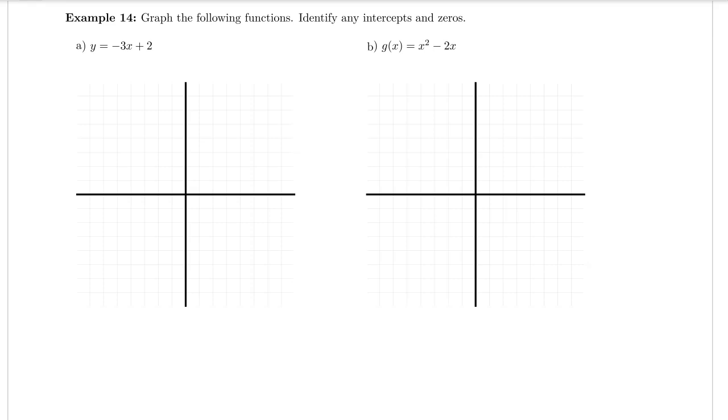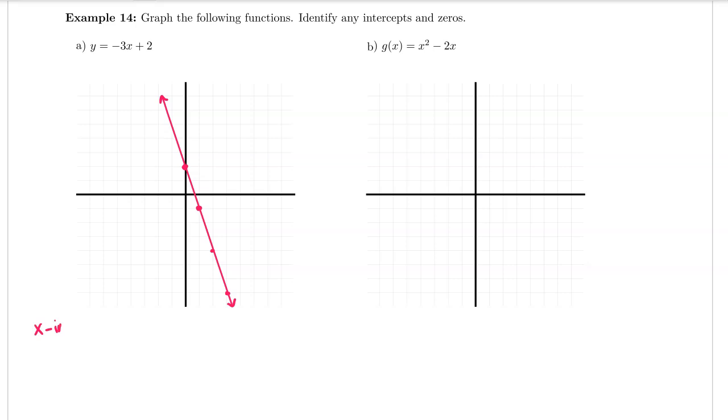In part A, we have y equals negative 3x plus 2, which is a linear function. From the linear function, which is in the form y equals mx plus b, I know that the y-intercept is (0, 2), and I know that the slope is negative 3, which tells me rise over run. So I can go down 3 units and right 1 unit, down 3 units, right 1 unit, down 3 units, right 1 unit, and now I can connect that with a line.